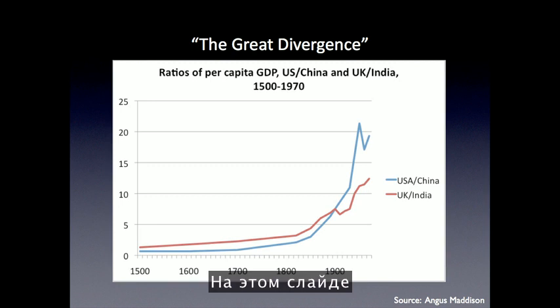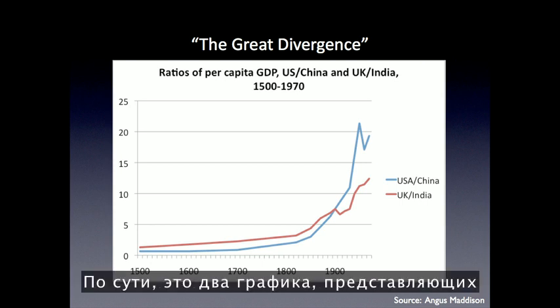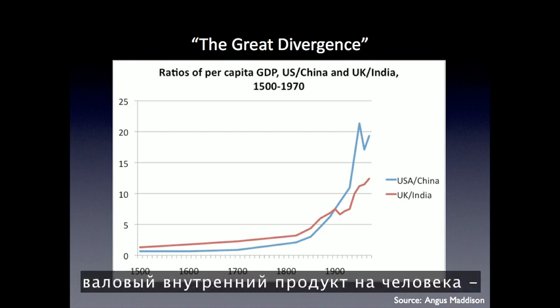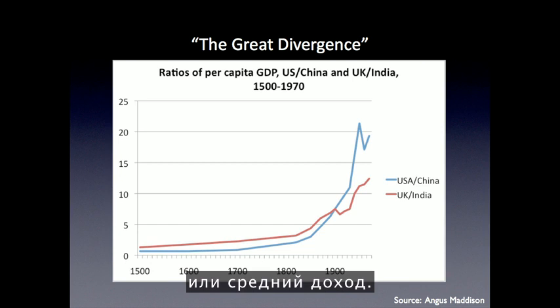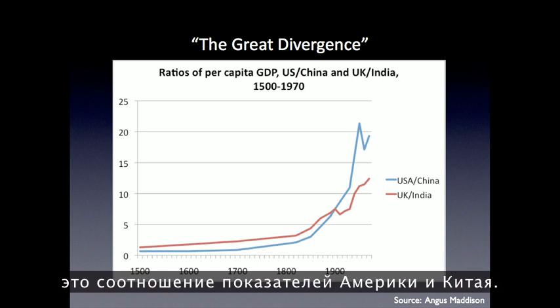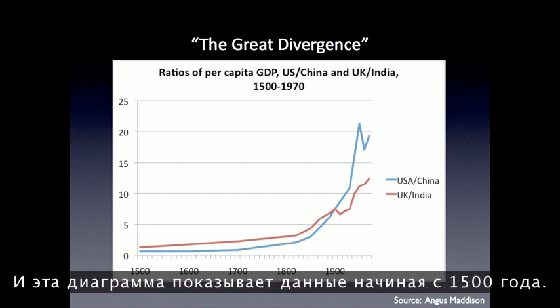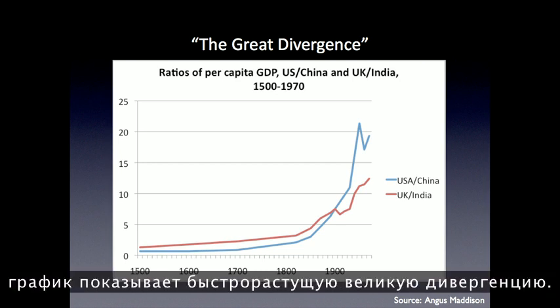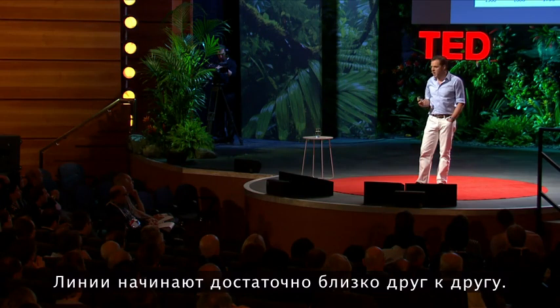And this slide here is the best simplification of the Great Divergence story I can offer you. It's basically two ratios of per capita GDP, per capita gross domestic product, so average income. One, the red line, is the ratio of British to Indian per capita income, and the other, the blue line, is the ratio of American to Chinese. And this chart goes back to 1500. And you can see here that there's an exponential great divergence. They start off pretty close together.